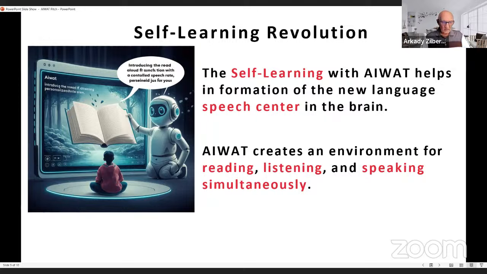By the way, my co-founder, Dr. Janet Watts, has published a book, The Learning Revolution, which sold over 10 million copies. Now she prepared a second edition, called The Learning Revolution, Self-Learning Revolution. The book will be published in about 3 months, and she invited me to write a chapter there. AIWAT is a part of the Self-Learning Revolution book, which will be published soon.